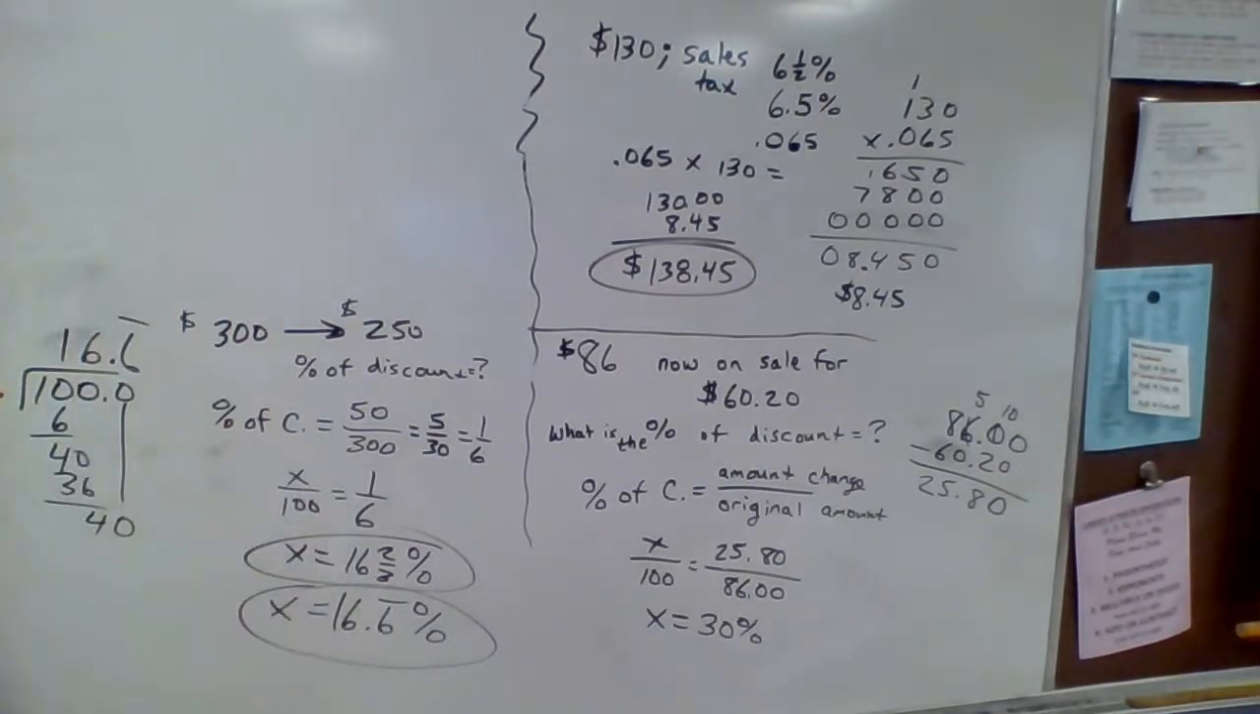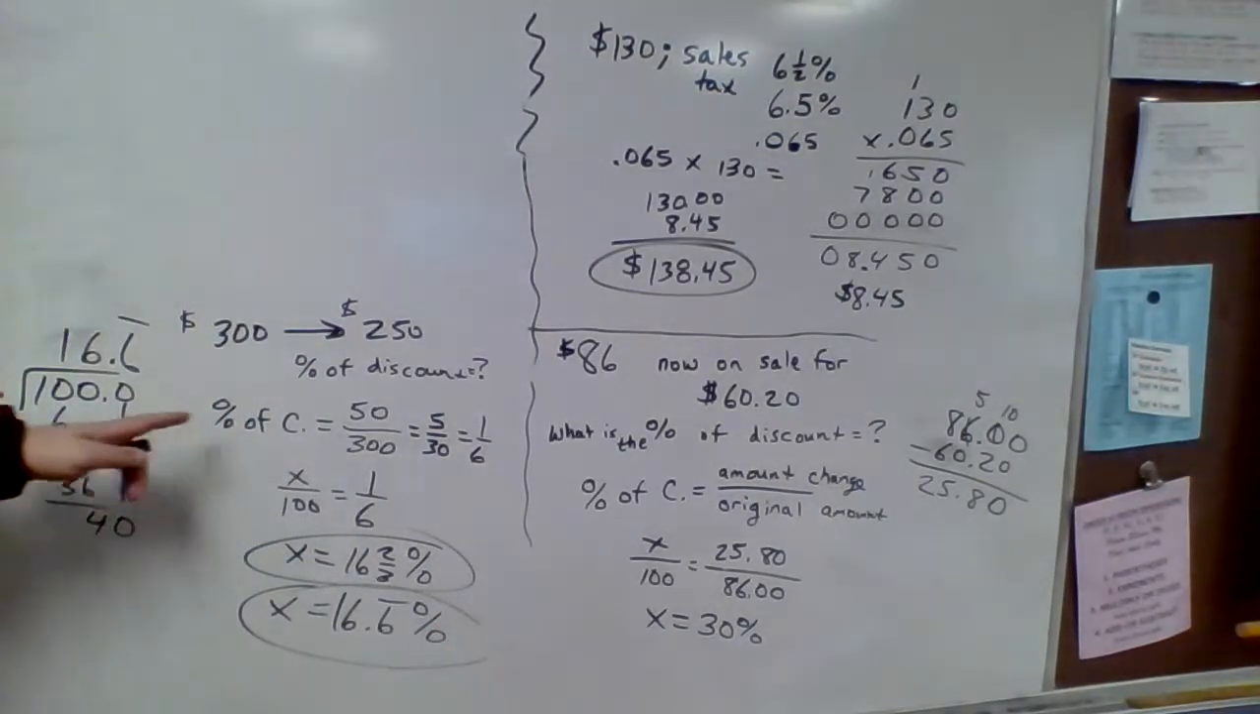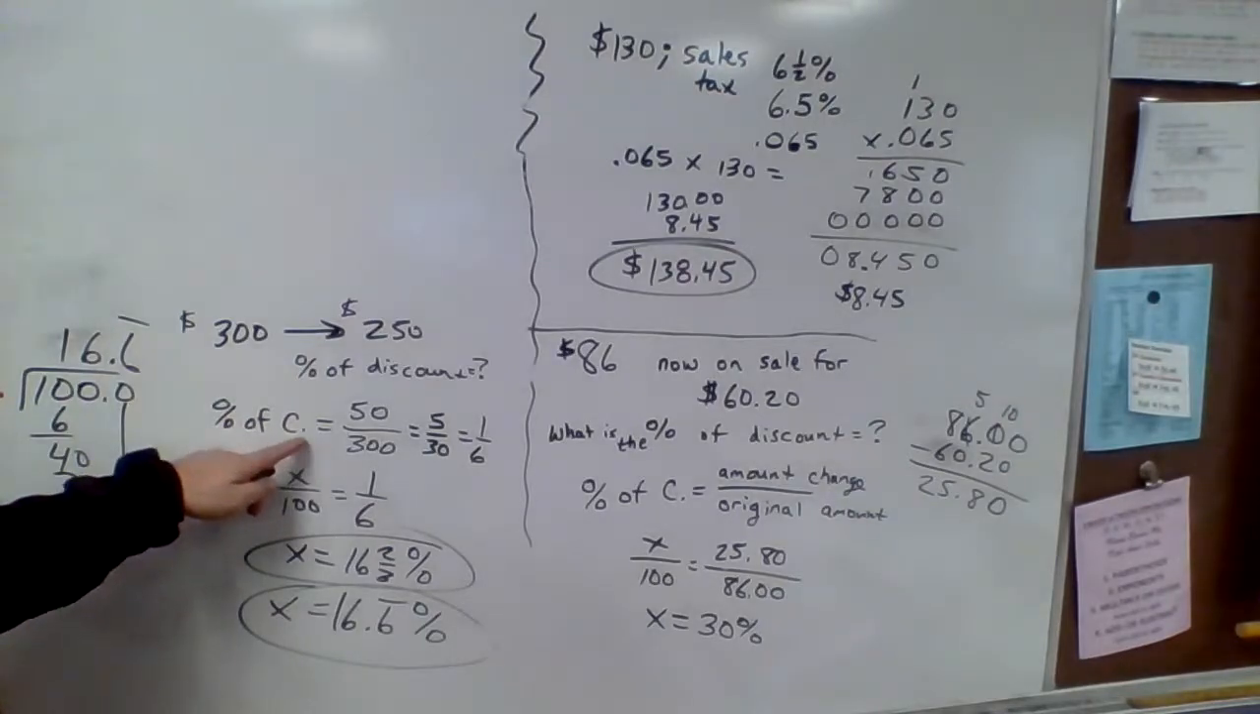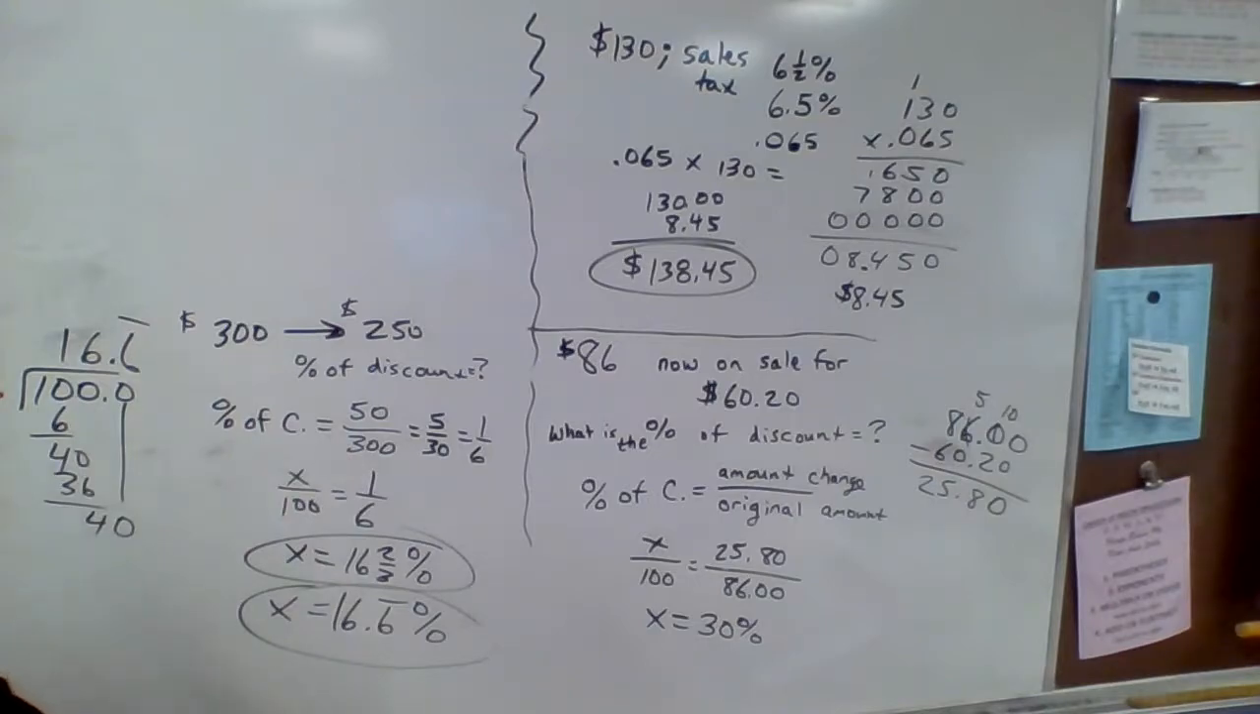So that's another example of a percent of discount problem. We use percent of change equals the amount of the change over the original amount. And then we solve for the value of x like we did the other day.